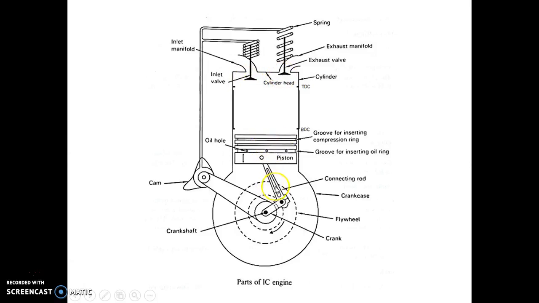This is a piston, the connecting rod, the crankcase, flywheel, crank. Here you have the cam, which operates the two valves, the inlet valve and the exhaust valve.